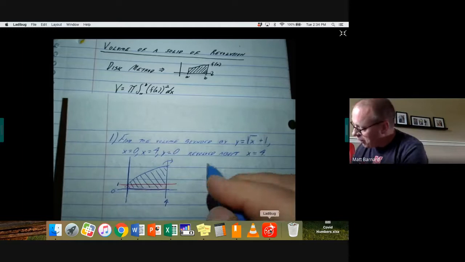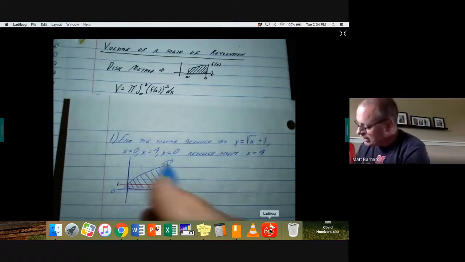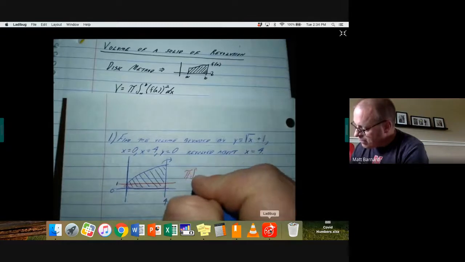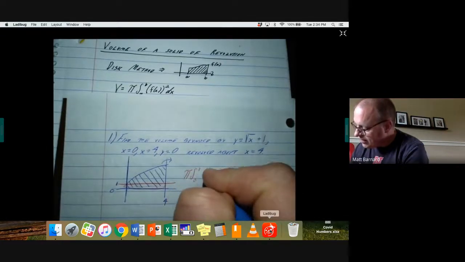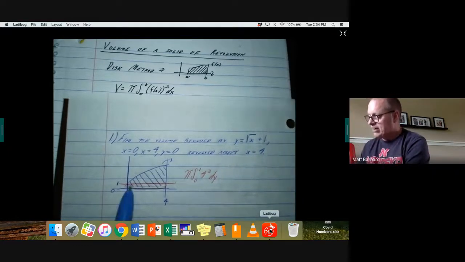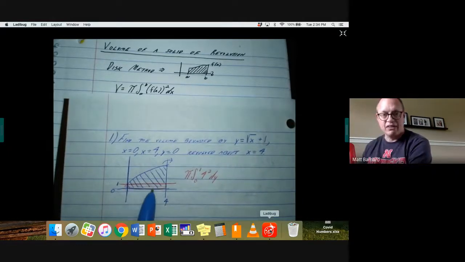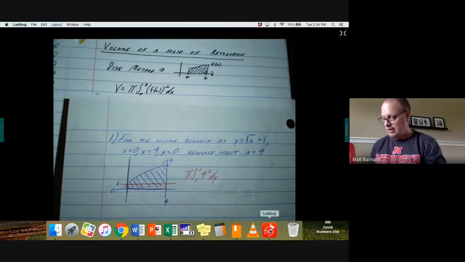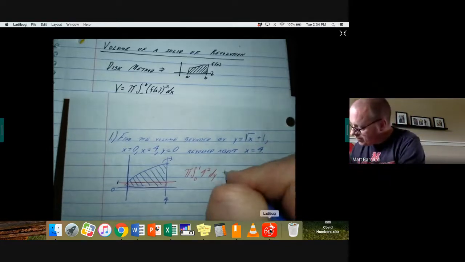Therefore, the first part of our formula, that red portion down in here, is going to be pi times the integral from 0 to 1 of 4 squared with respect to y. Why 4? Because that's the radius. That's how long this is. We didn't need the function, the square root of x plus 1. Now we do. So to do this last part of it, I'm going to have to add on another integral.